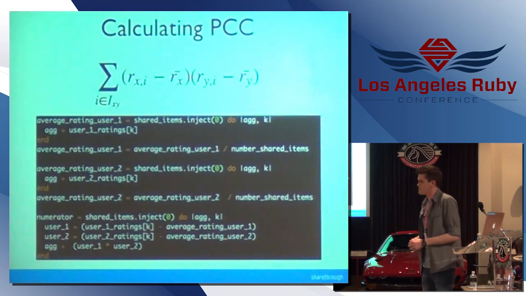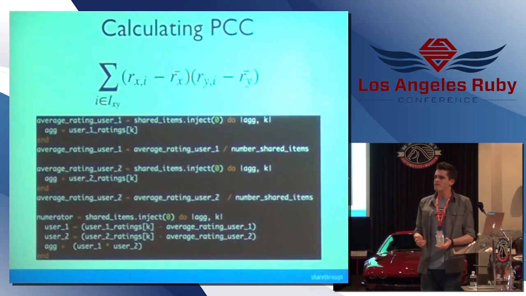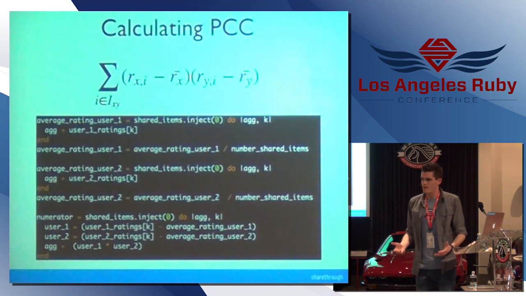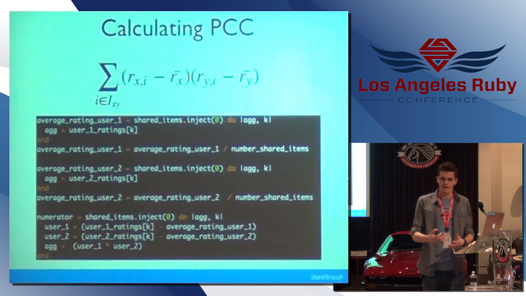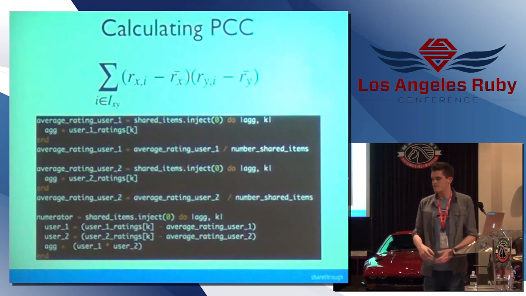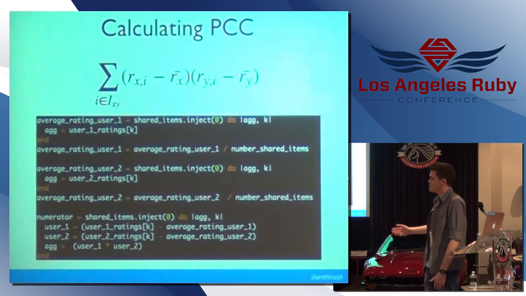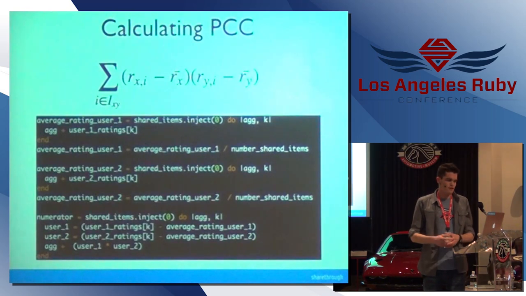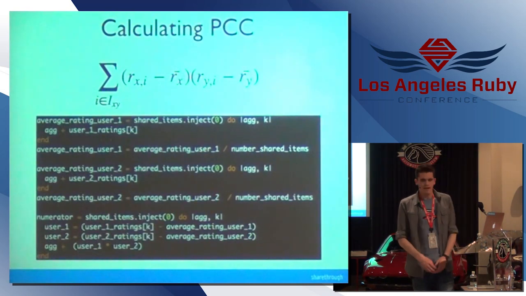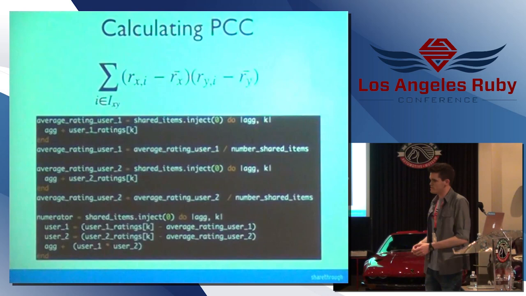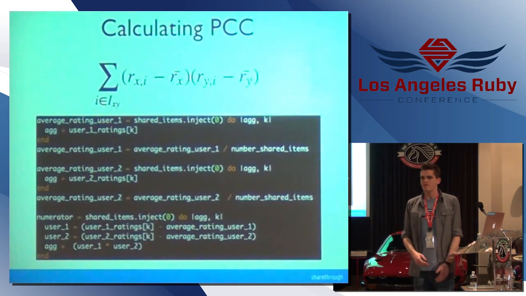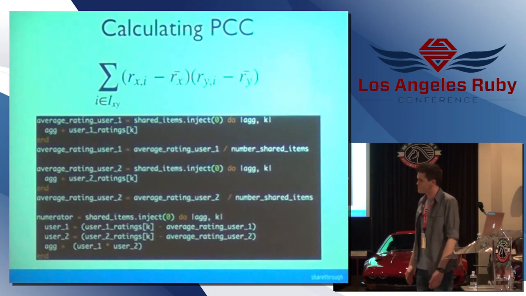So the first thing we do is we calculate the average rating for user number one. That, again, is pretty simple Ruby code, right? We've all done that before. All you have to do is iterate over all the items for user one and its ratings, add them up, and then divide by the number. We do the same thing for user number two. Those two numbers actually give us what's called Rx bar and Ry bar, which is just fancy notation for the average rating for user X and user Y.